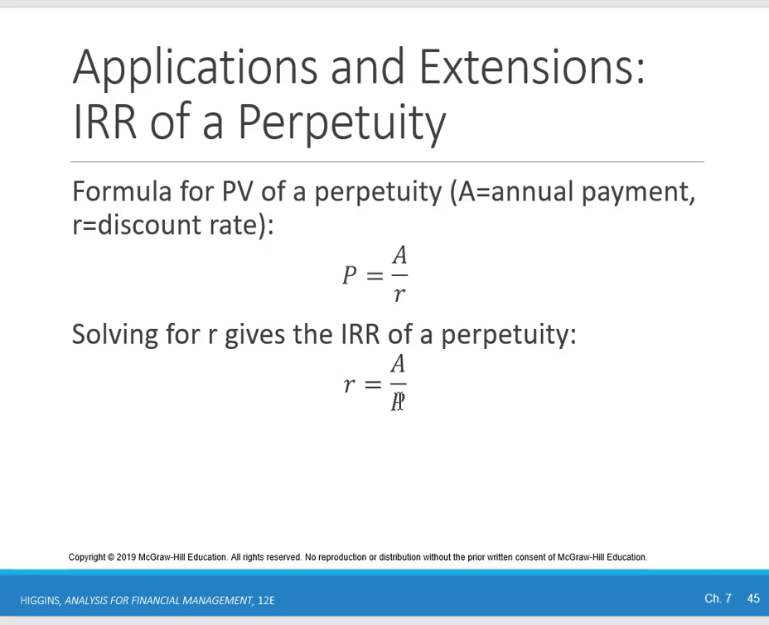If you knew the price and the cash flow, of course, you could solve for the rate of return. Again, this is just a special kind of application for a discounted cash flow problem. I look forward to seeing you in the next video.